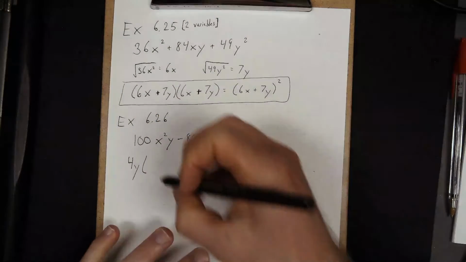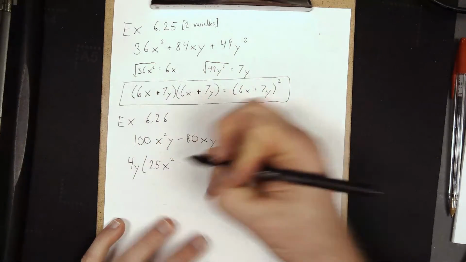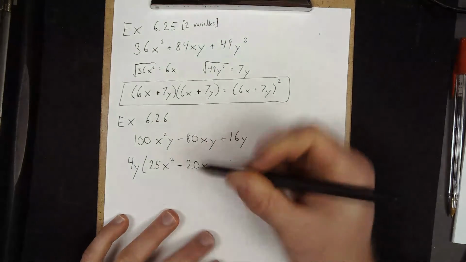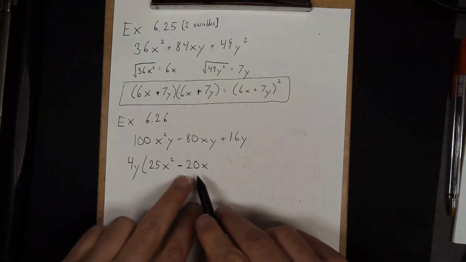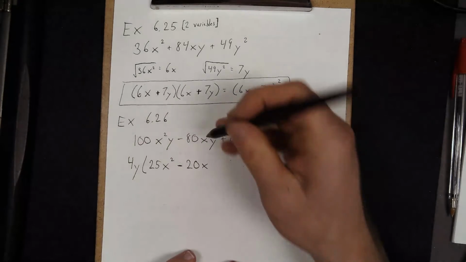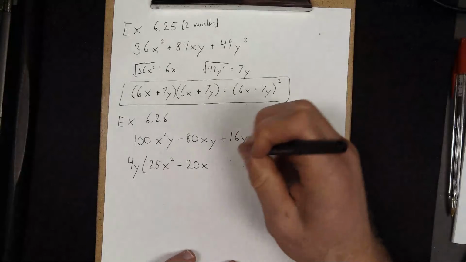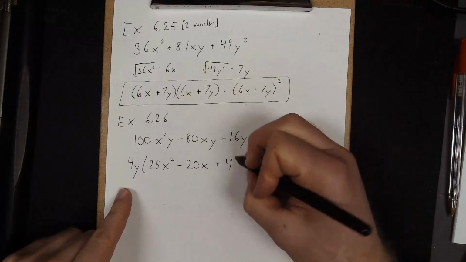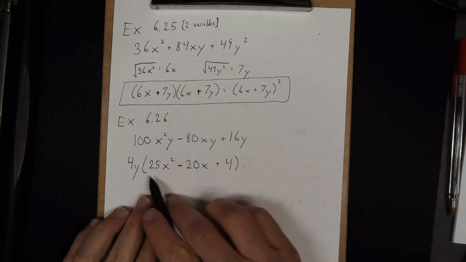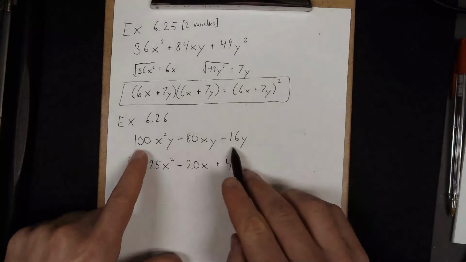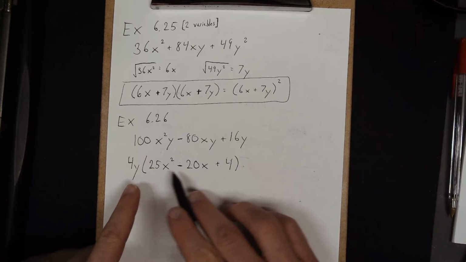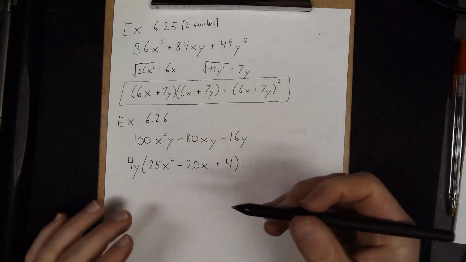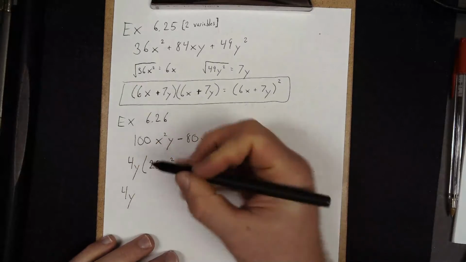So 4y times 25x squared would give me 100x squared y. 4y times negative 20x would give me minus 80xy. And then 4 times 4y would give me 16y. Okay. So now we've got two perfect squares here. Notice we had them up here, but we just made it a little bit simpler on ourselves. Two perfect squares.